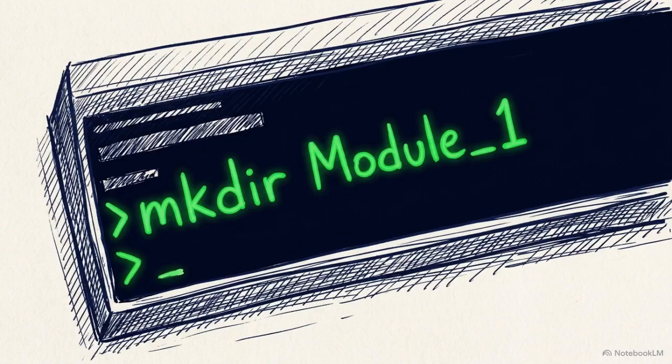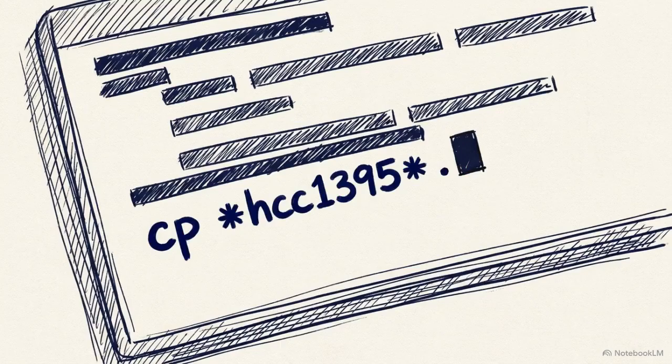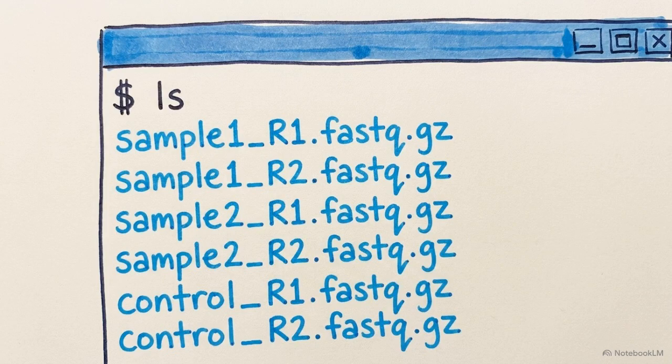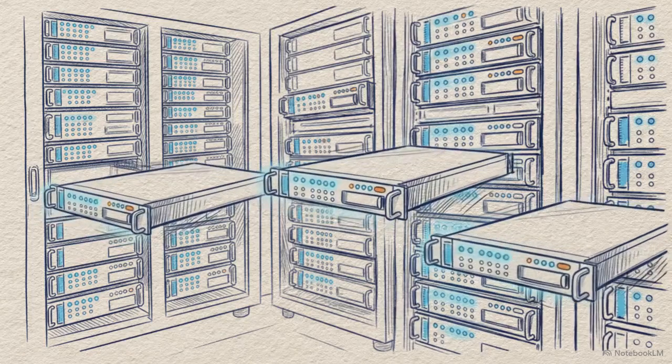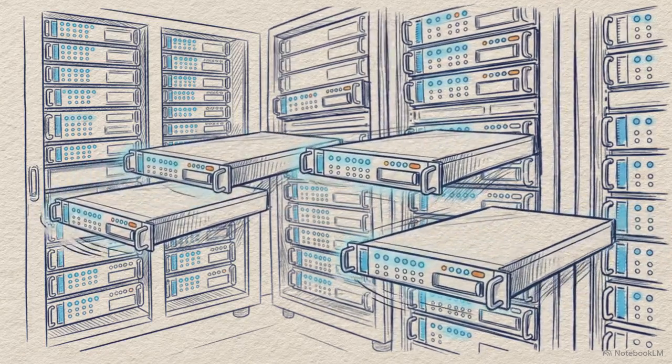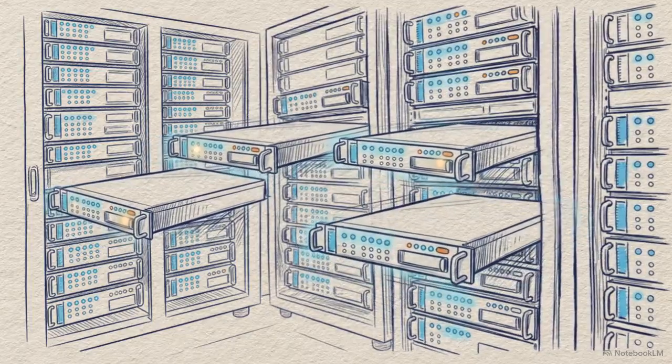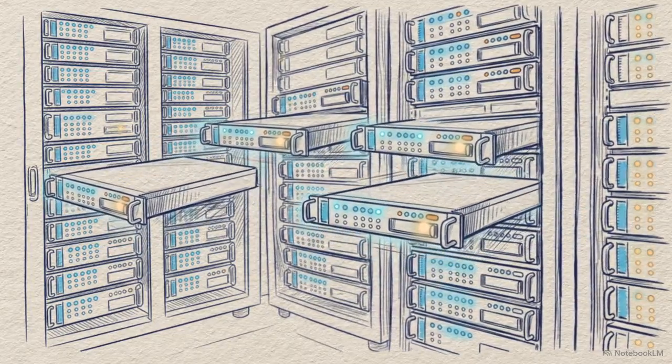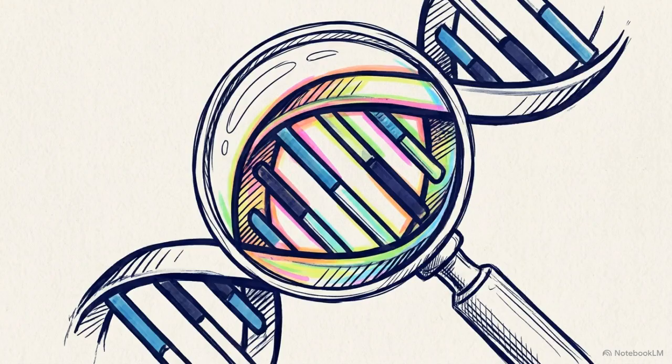Now that we have room to work, make a new dedicated directory for this specific module. Next, copy the provided class data, specifically the HCC 1395 FASTQ files, directly into this newly created folder. Type ls to list the directory contents and confirm your files successfully transferred. Isolating your data and compute resources helps ensure your environment remains organized and your analysis results are easier to track as your project grows. We are going to analyze these sequence files using FastQC, a standard tool used to calculate quality metrics for raw sequencing data.